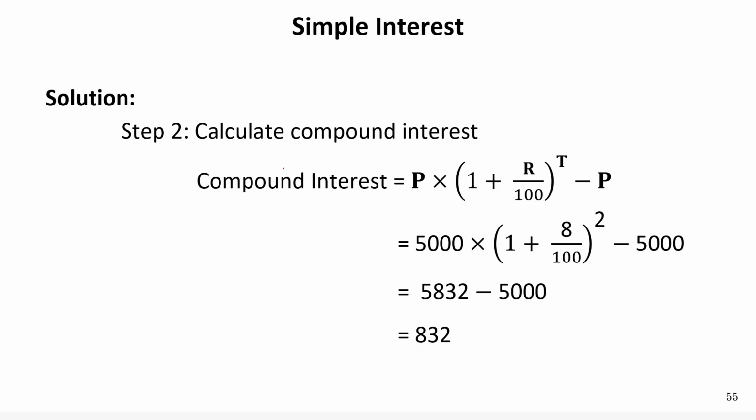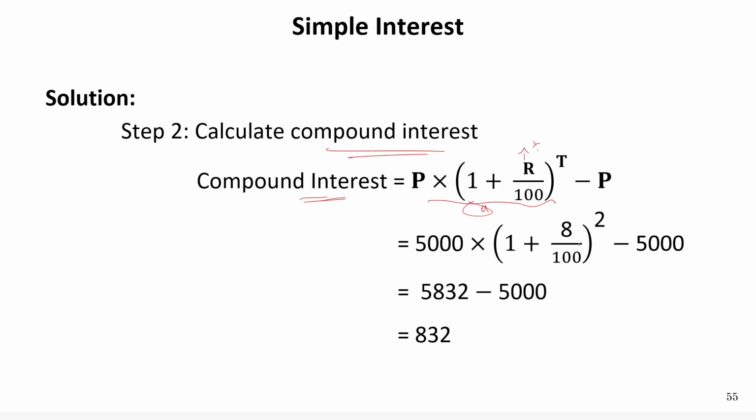800, right? So calculating the compound interest. The formula for compound interest is P into (1 plus R by 100) whole power T minus P, right? Because this formula is for the total amount. So subtracting P from it, we get the compound interest. Here R is in percentage, that is why we have divided it by 100.